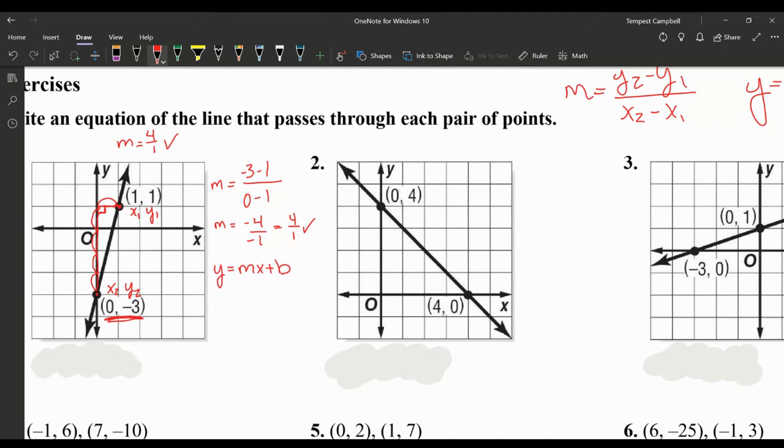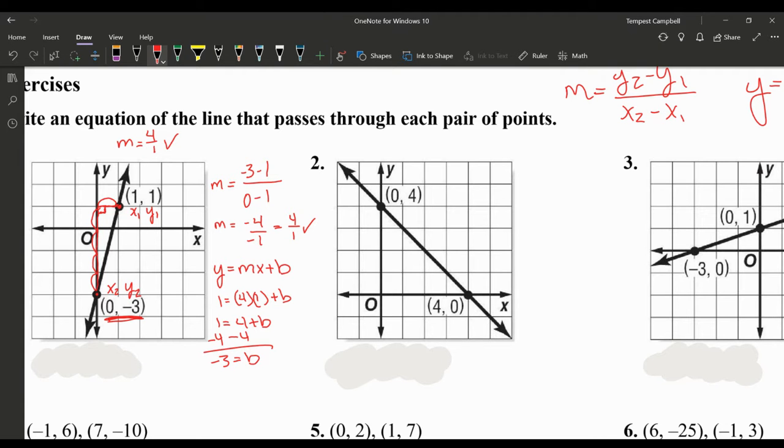Let's plug in (1, 1). So if we plug in 1 equals our slope, which is 4, times x, which is 1, plus b, we get 1 equals 4 plus b. Subtract 4 from both sides, and we get negative 3 equals b. That's exactly what we got.